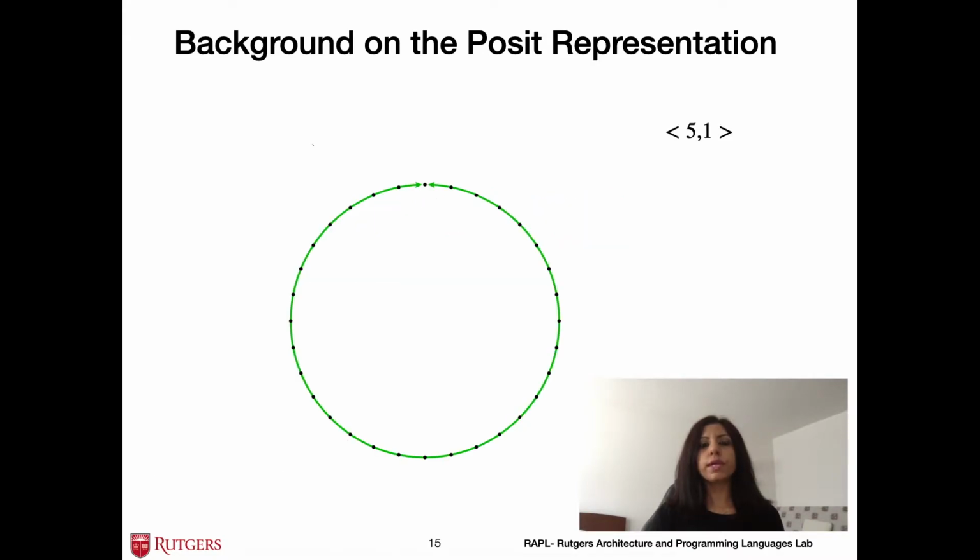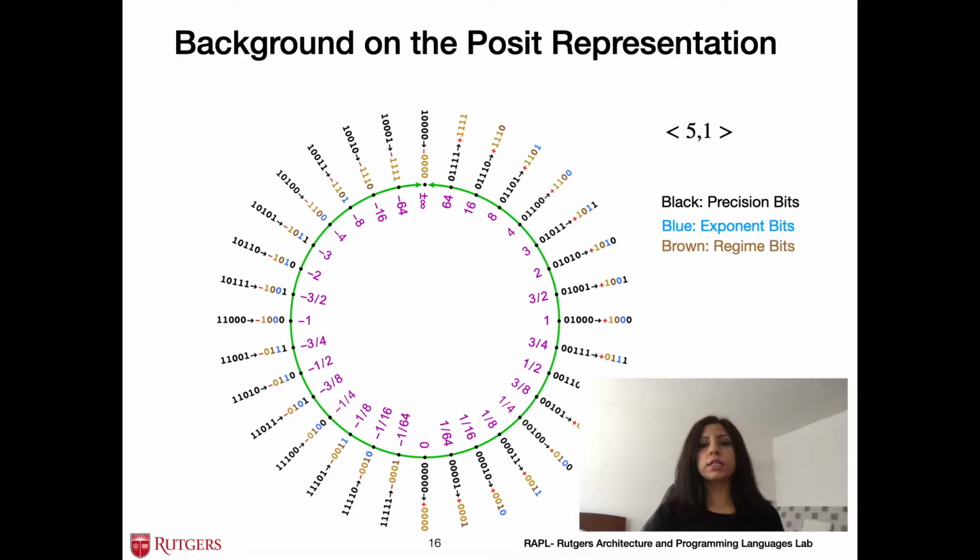One of the cool ways to understand the posit number representation is by visualizing them as projective reals, with extremes as plus minus infinity and 0. Let's consider a 5-1 posit configuration. Here the total number of bits is 5 and the maximum number of exponent bits is 1. All the numbers which can be represented in this configuration are shown here with their bit strings. All other numbers have to be rounded to the closest value. Bit strings are color-coded with precision bits in black, exponent bits in blue, and regime bits in brown.